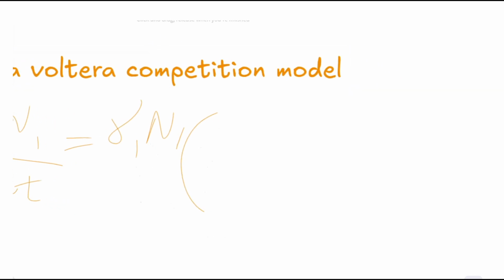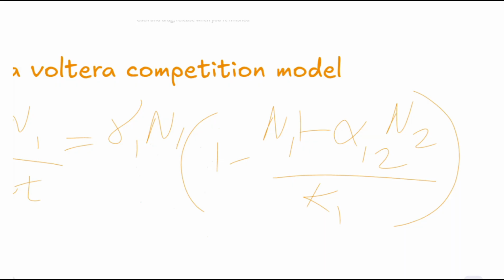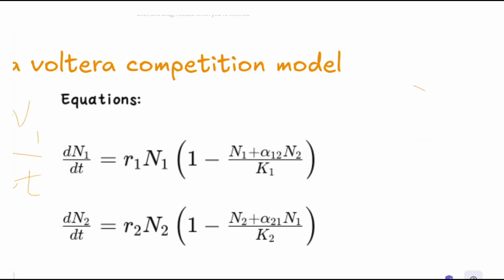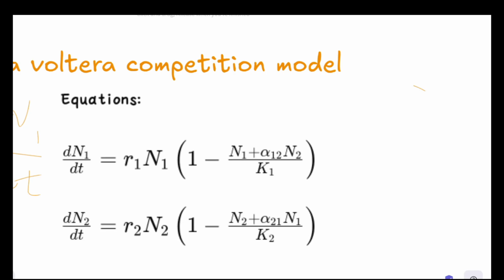we will write 1 minus N1 plus alpha 12 N2 upon K1. So this is the equation for species 1, whereas dN2 upon dt is equal to r2 N2 in brackets 1 minus N2 plus alpha 21 N1 upon K2. That will be the equation for the second species.